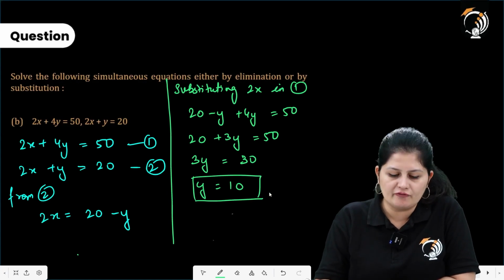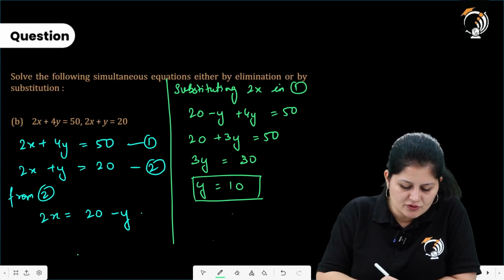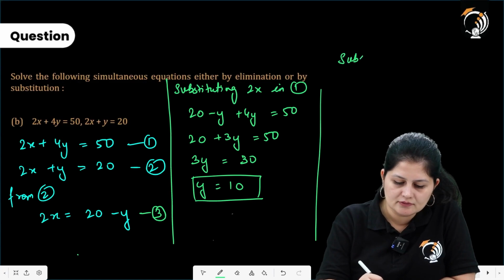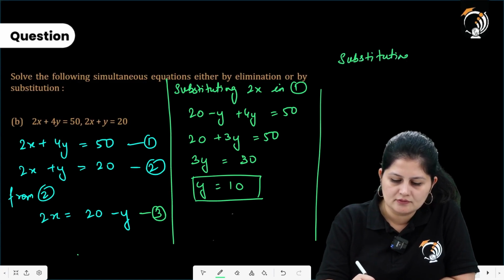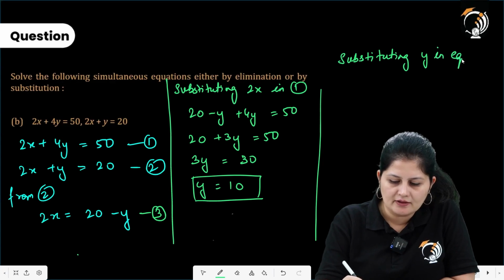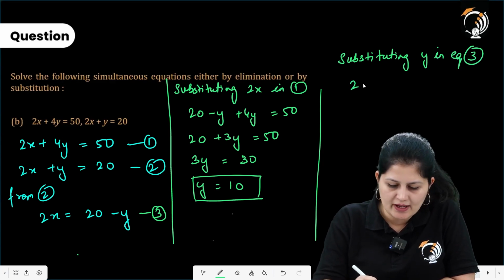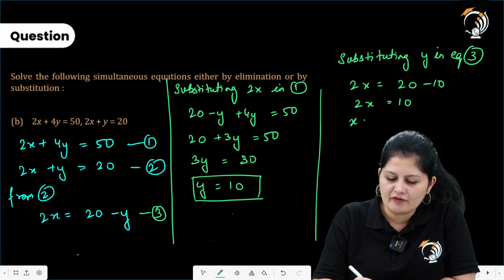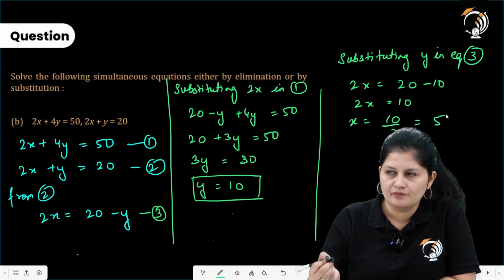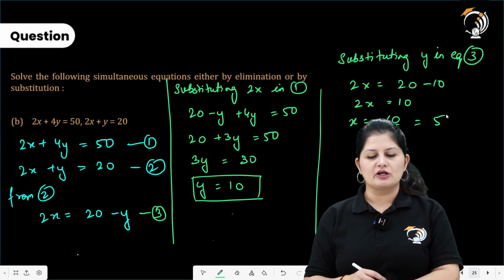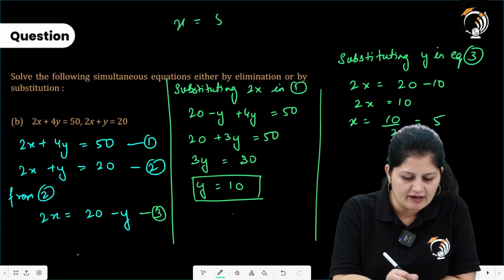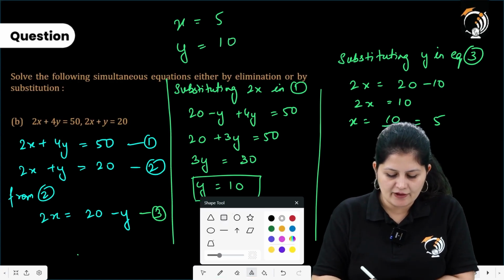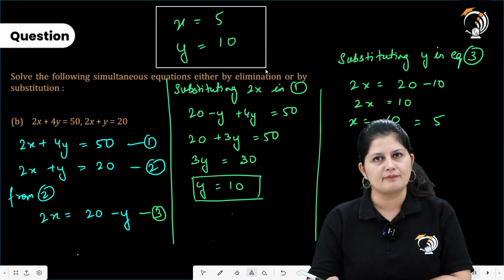Now if we need to get the value of x here, we are simply going to substitute y. So let's take this as equation 3. Substituting y in equation 3, that is going to be 2x is equal to 20 minus 10. So we are going to get 2x is equal to 10. So the value of x is going to be 10 over 2, which is 5. Correct? So this is what we are going to get as the value of x and y. So we are getting x is equal to 5 while y is equal to 10 here. Is that clear?